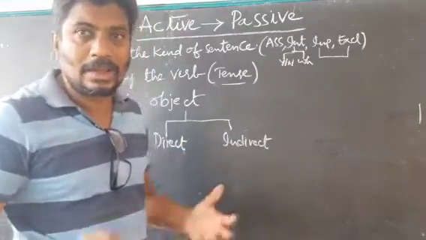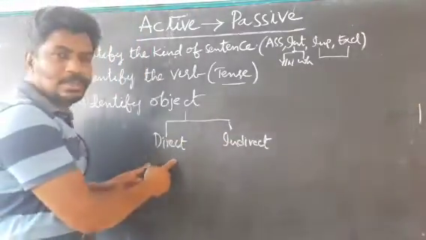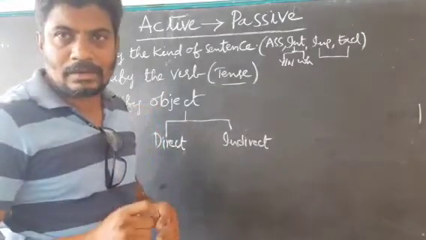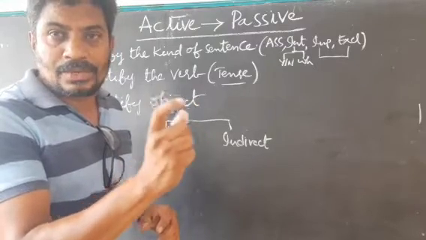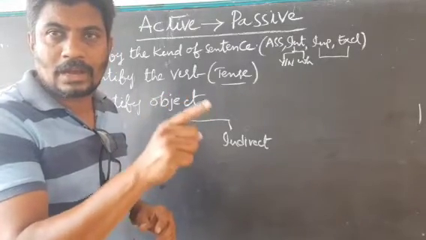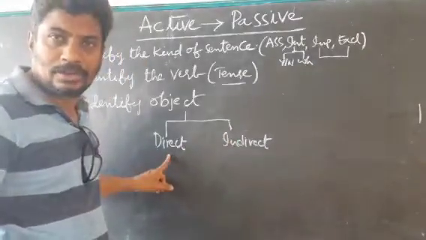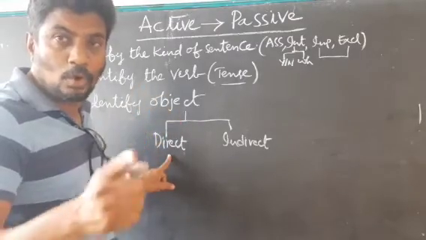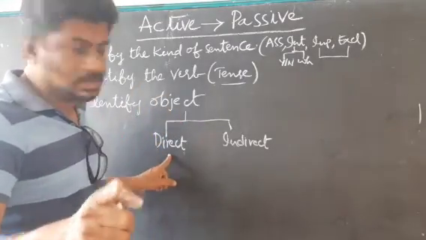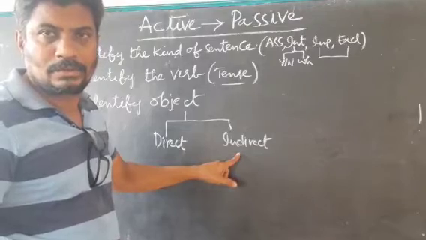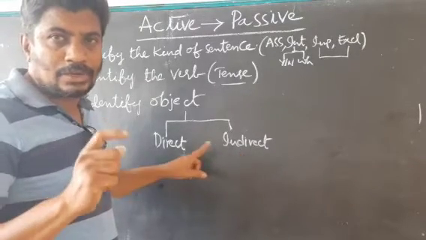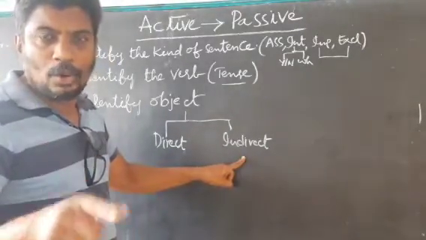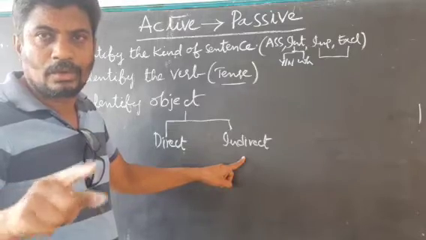Remember this point. Then, how do I know, sir, whether a direct object is given or indirect object is given? The process is very simple. In the given statement, identify the verb and question the verb with what. If you get an answer to what, that is called direct object. If you don't get an answer to what, then question the same verb with whom. If you get an answer, that is indirect object. If you don't get an answer to either what or whom, there is no direct object and no indirect object.